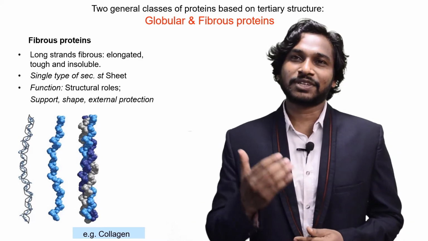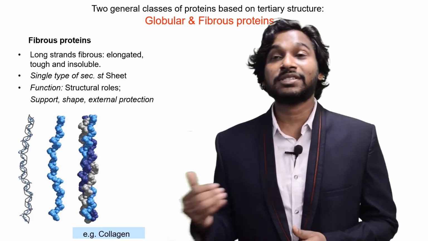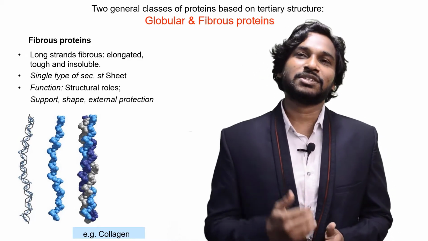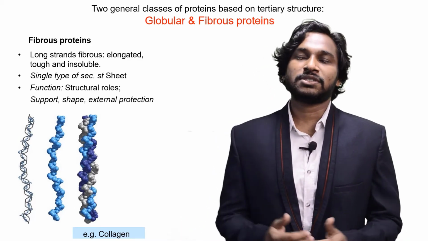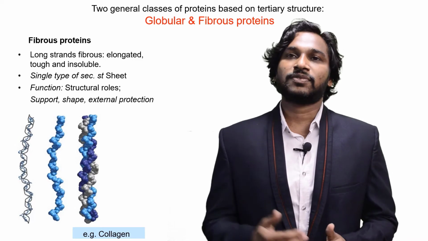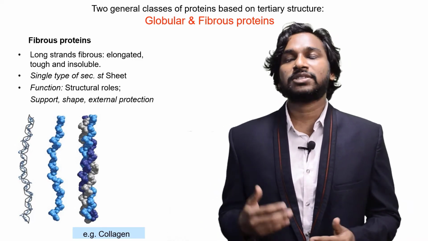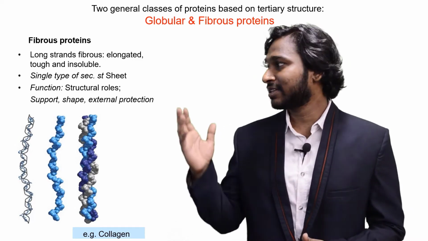The single type of secondary structure which you find in fibrous proteins is sheets. Fibrous proteins have different functions. They play a good role in forming structures and giving support, shape, and external protection. Here you can see the example of collagen.